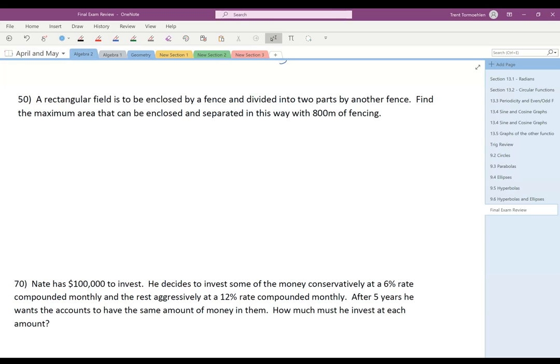Okay, for number 50, it says a rectangular fence field is to be enclosed by a fence and divided into two parts by another fence. Find the maximum area that can be enclosed and separated in this way with 800 meters of fencing.